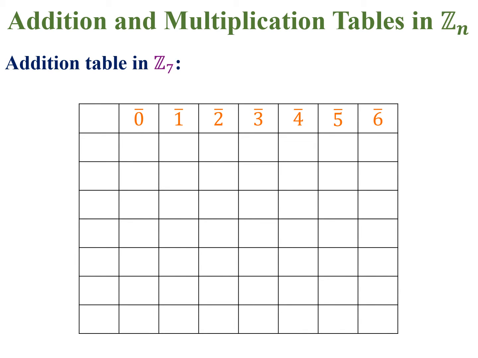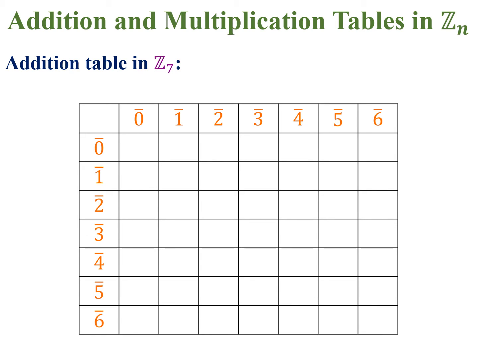Class of 0, class of 1, class of 2, class of 3, class of 4, class of 5 and class of 6. And we have written this starting from the second column. Similarly, we have to write all these elements in the first column starting from the second row, in this way.